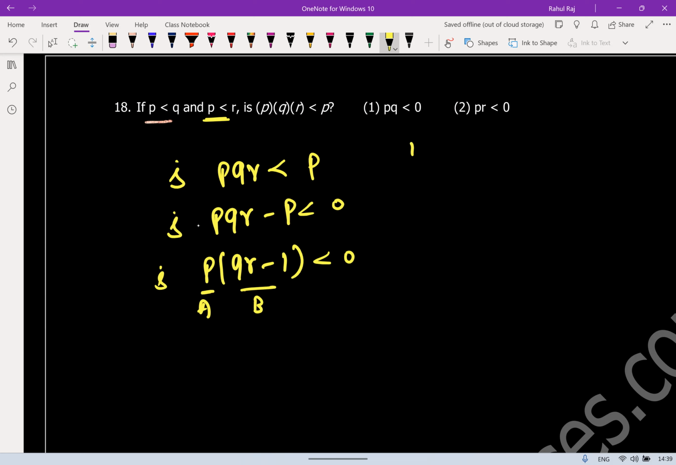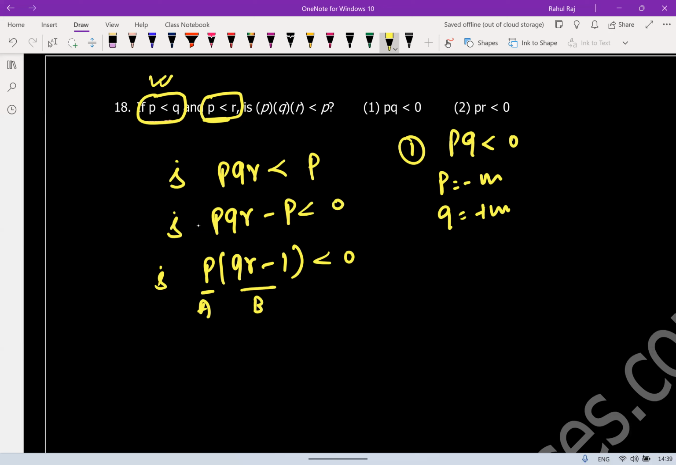So option number 1 says PQ is less than 0. But what is given to me, I've told you, if there is some information given to you in the question, guys, this is not to beautify the question. This information needs to be used while you're solving. It's as simple as it is. So it says PQ is less than 0. What is given in the information is P is less than Q. Means can I say P is negative and Q is positive? Right. But this gives me no idea about R. So I can say this is not sufficient. Simple, straightforward logic. Am I right?